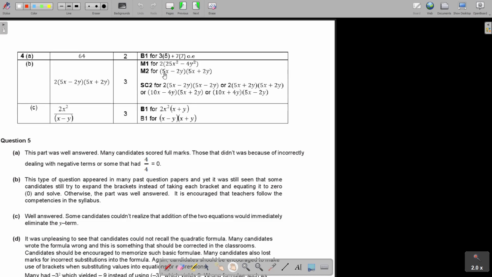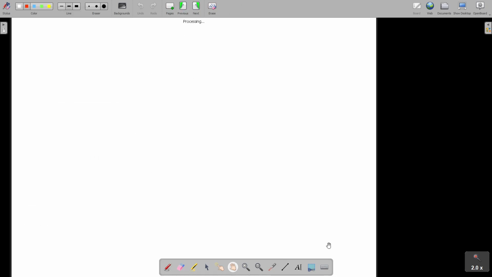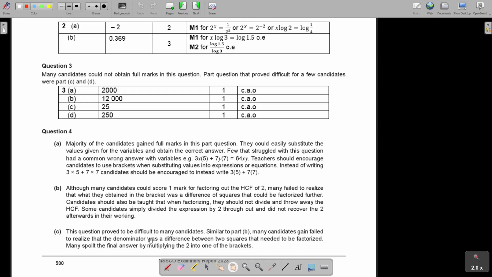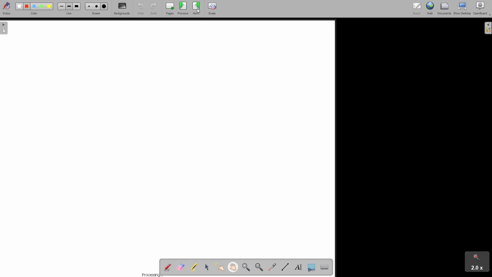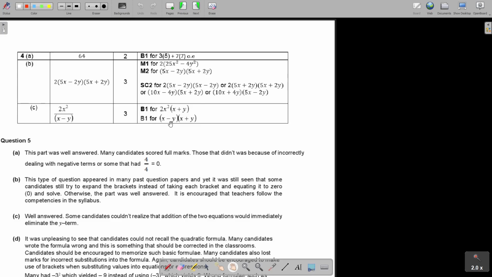Okay, so they gave marks for the 2 brackets and for that one. Okay, and then the last one. The question proved to be difficult to many candidates, always the fraction. Similar to part B, many candidates failed to realize that the denominator was a difference between 2 squares again that needed to be factorized. Many spoiled the final answer by multiplying the 2 into one of the brackets. But let's just check to see if we are correct. Yes, so we must just go and factorize first, and then at the end, we can go and cancel out one of the brackets and then we end up with that answer.